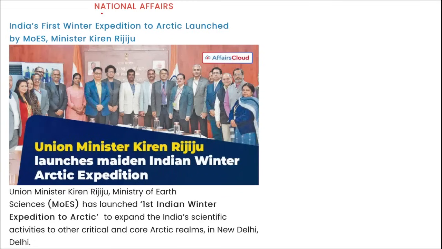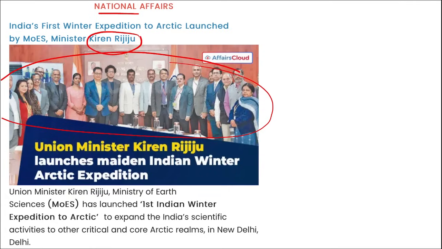Next is, here you can see national affairs, and this is the team that will be experimenting and doing research in the Arctic. This is the first winter expedition to Arctic launched by the Ministry of Earth Science, and the minister here is Kiren Rijiju.